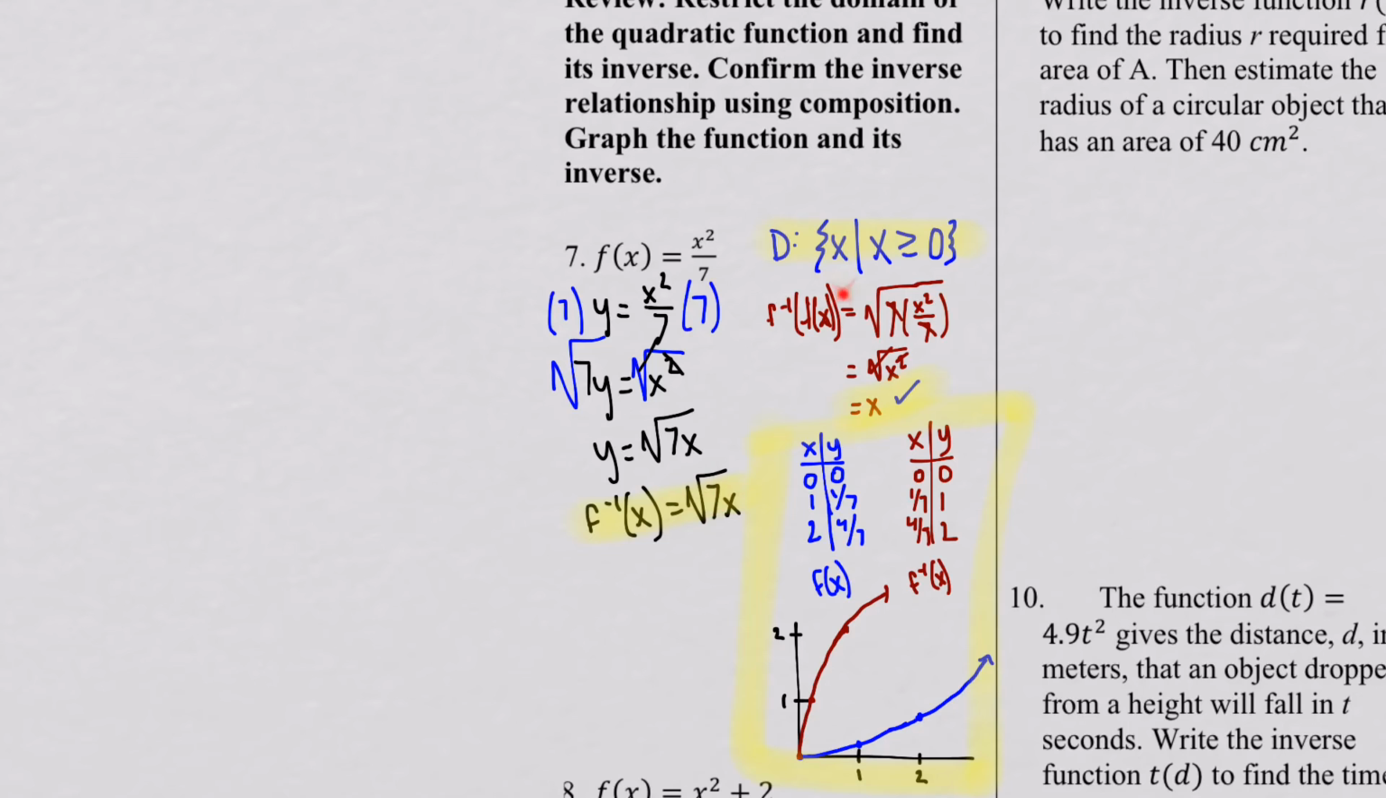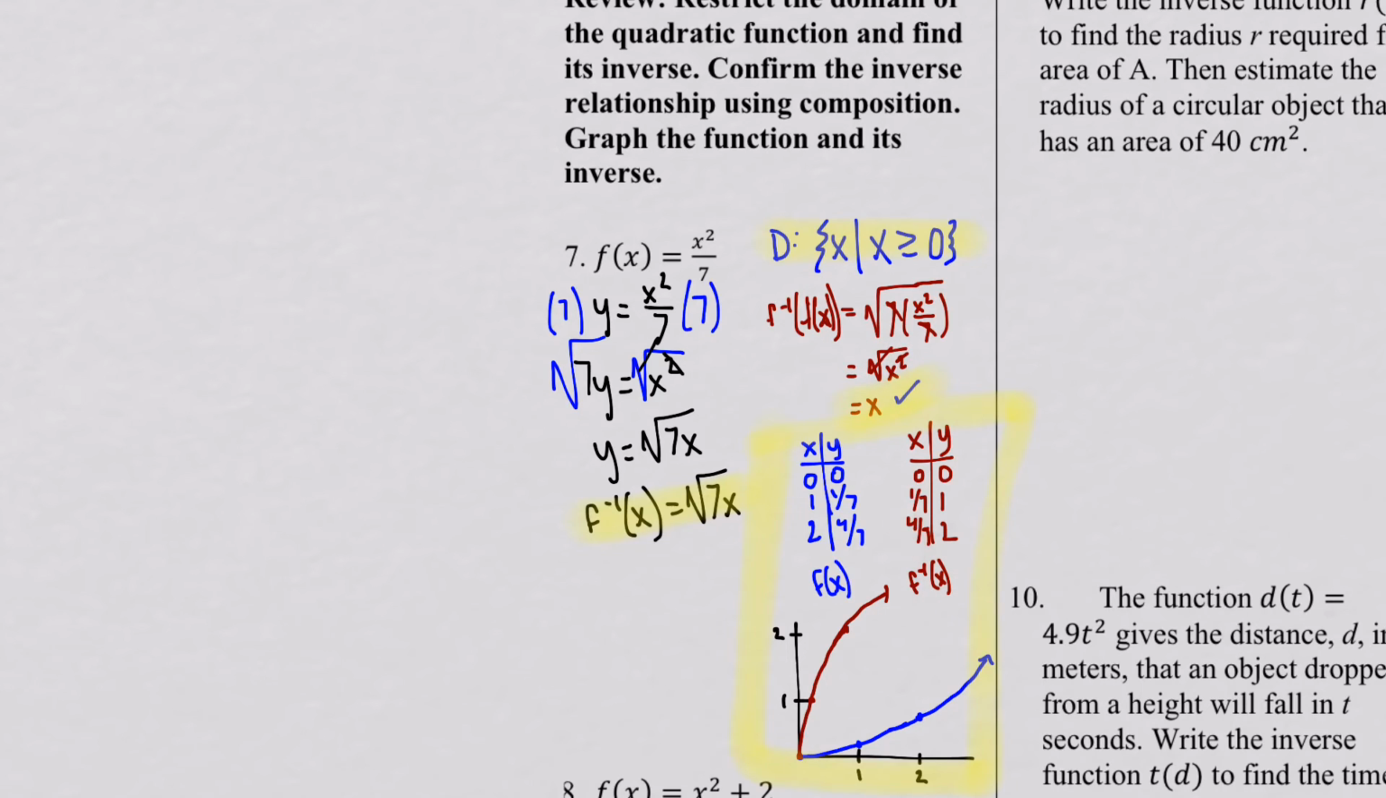Once I got that, I checked by composition. Here's my work. I plugged in the original into the inverse. This is what this is showing, right? The original into the inverse. So the original was radical 7x. Instead of x, I plugged in x squared over 7. The 7 and the 7 cancel, leaving me with radical x squared. The square and the radical cancel, leaving me with x.